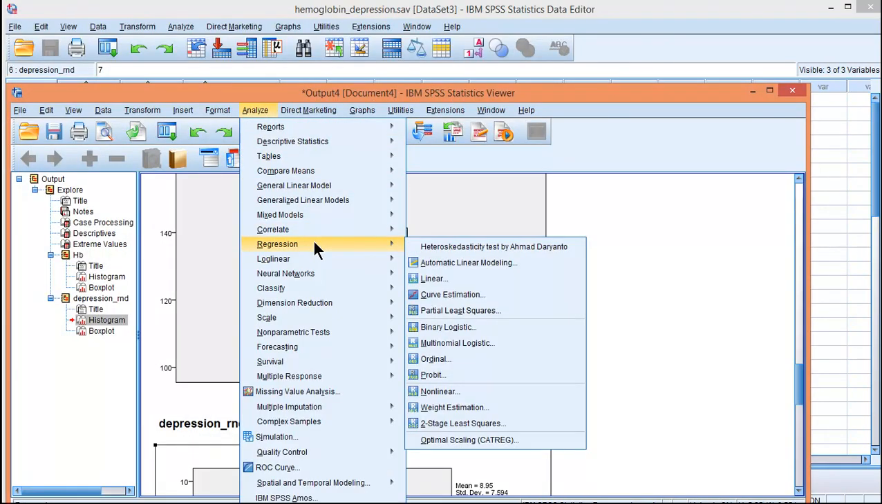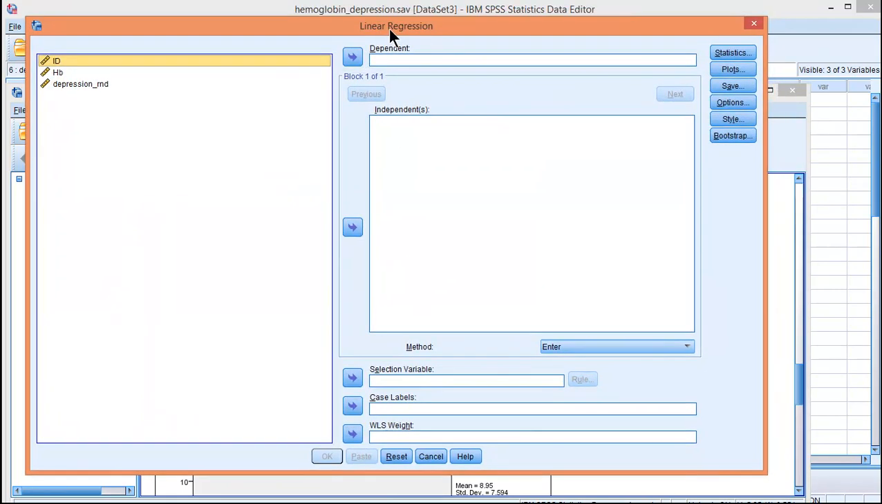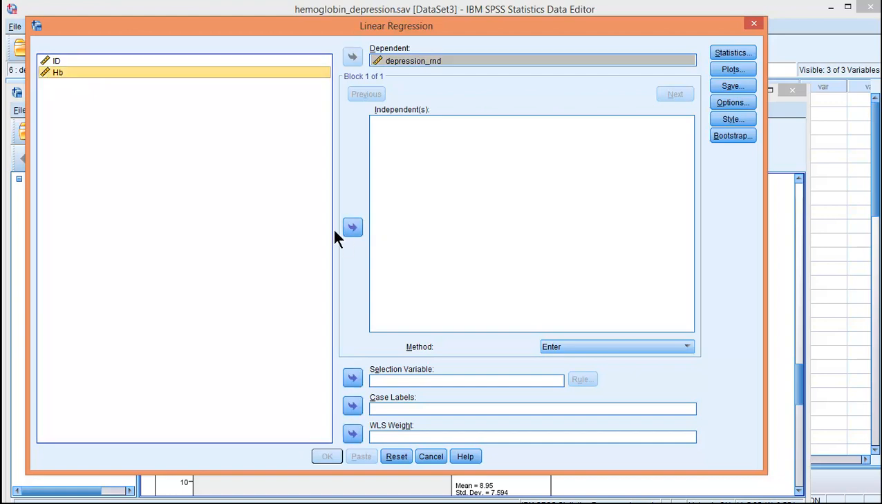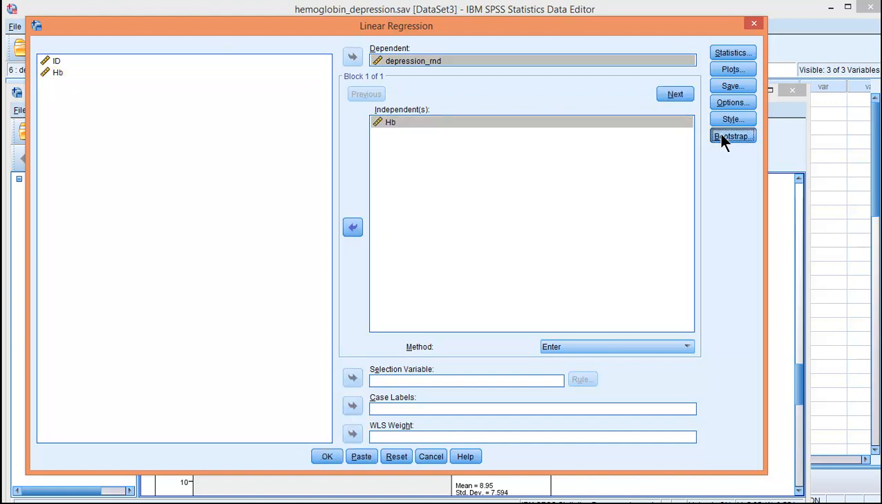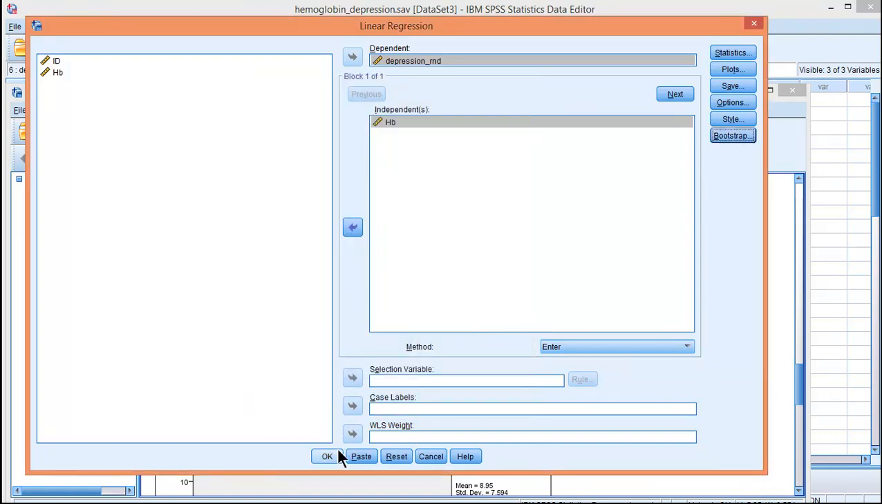So regression, if you don't have access to bootstrapping, that's fine. I'll show you what the results look like without the bootstrapping. We'll actually be able to compare them. So depression in here and hemoglobin in here. And I'm going to bootstrap this. So I want 2,000 replications, I think, is a good number for this sort of thing. Bias corrected accelerated. Click continue.